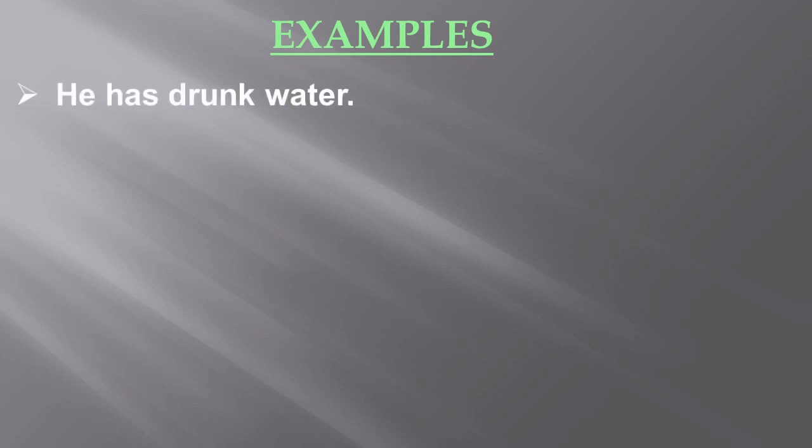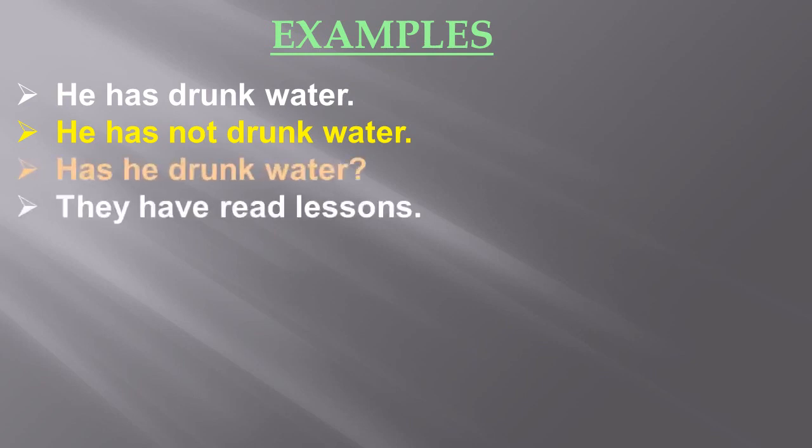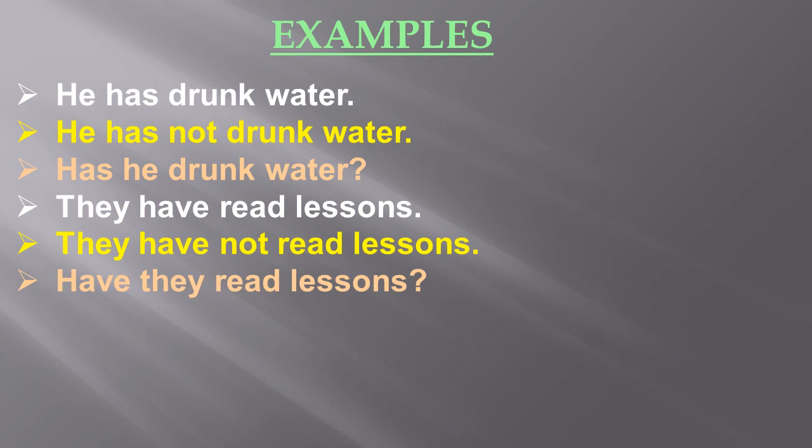Now let's see the examples. He has drunk water. Subject he, third person singular, so has. Now negative, he has not drunk water. Has he drunk water? Another example, they have read lessons. Now here the third form, that is the past participle form of read, is spelled the same but pronounced differently. It is read, read, read. So they have read lessons. Now negative, they have not read lessons. Interrogative, have they read lessons? Now another example.